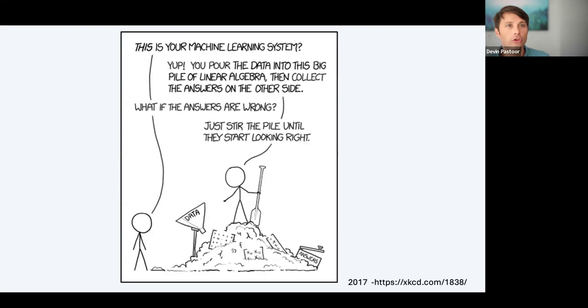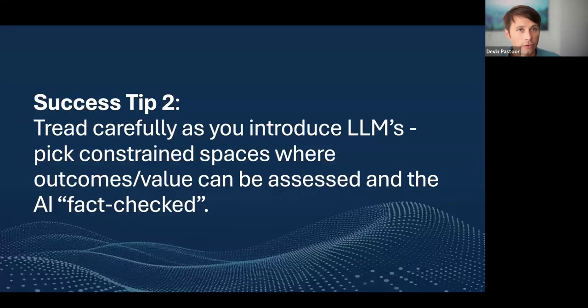And so how do we reconcile the breadth of capabilities against the risk that these responses can come in with the same degree of confidence, whether they are correct, partially correct, or full of these hallucinations? And so our second success tip is tread carefully when you're exploring these LLMs. Pick a constrained space where the outcomes and value to your organization can be assessed easily and that AI fact-checked. It is absolutely possible to do amazing things with these LLMs, but you need to do so carefully.